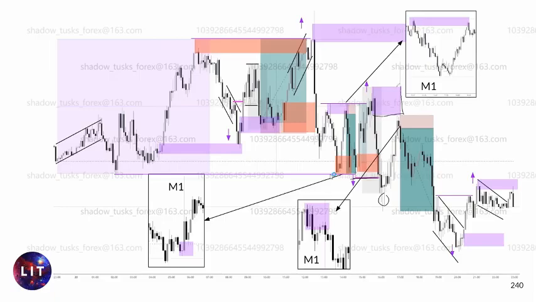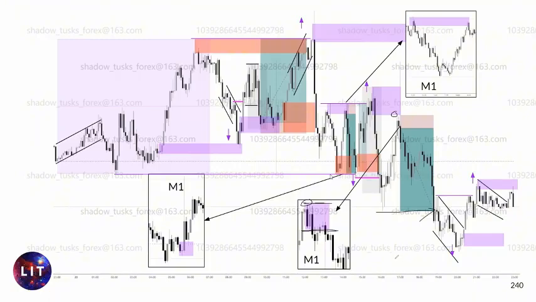And then we've got London close providing the mitigation. Obviously, this is really, really big. So if you're taking from here to here, that's like your 1 to 3, so it's probably not worth it. If you then want to refine that down, go down into the M1. This would be the reaction from the M5 zone, and then you go down, get in on the imbalance fill for London close and target this low.